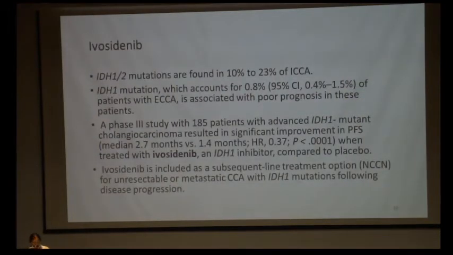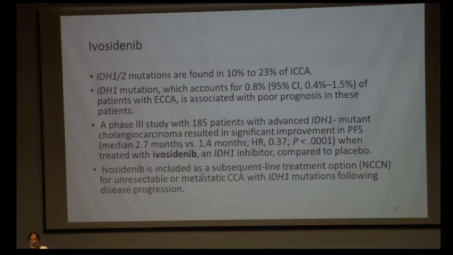So ivosidenib is one of the drugs which is approved. IDH1/2 mutations are found in 10 to 23% of intrahepatic cholangiocarcinoma. IDH1 mutation, which accounts for 0.8% of patients with extrahepatic cholangiocarcinoma, is associated with poor prognosis in these patients. A phase 3 study with 185 patients with advanced IDH1 mutant cholangiocarcinoma resulted in significant improvement in progression-free survival, 2.7 months versus 1.4 months, and hazard ratio was 0.37, and it was statistically significant when they were treated with ivosidenib, an IDH1 inhibitor, compared to placebo.